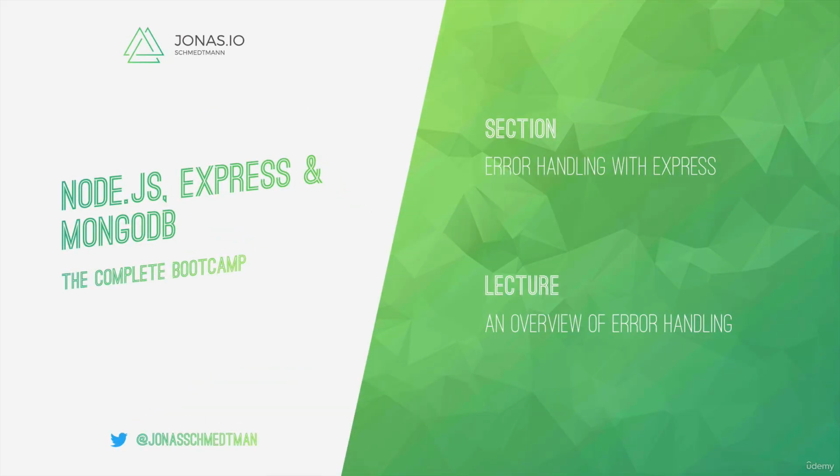So up until this point in the course, we haven't really handled errors in a good way or in a central place in our application. What we did was to simply send back an error message as JSON in each route handler in case something went wrong, right? So that's basically what we're going to fix in this section. But for now, let's take a minute to just get a brief overview of error handling in Express.